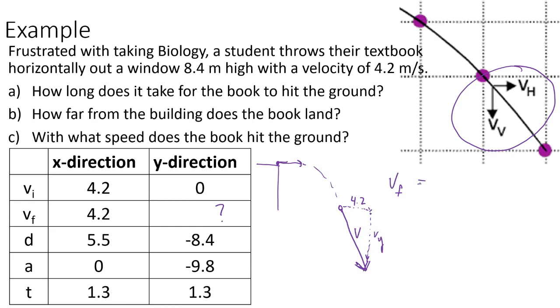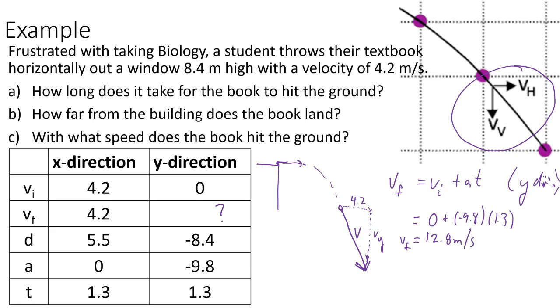Okay, so we'll look at finding that. Final velocity is going to be equal to initial velocity plus acceleration times time. This is going to be in the y direction. Okay, this just allows me to leave out all of these subscripts for y. I'm just going to put over at the side that I'm doing this in the y direction, just so I can keep it straight for myself. Okay, so velocity in the y direction. Our initial velocity in the y is 0 plus negative 9.8 times 1.3. We find that our final velocity is 12.8 meters per second in the y direction.